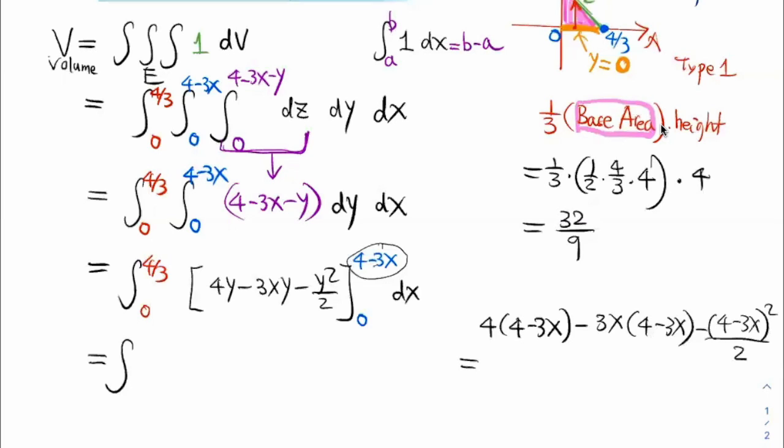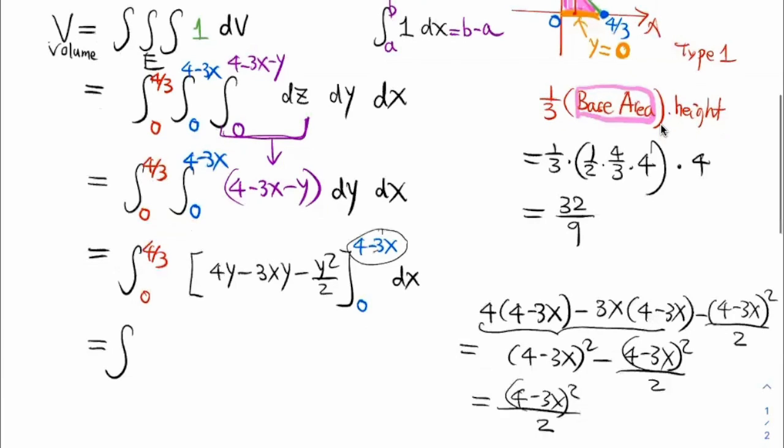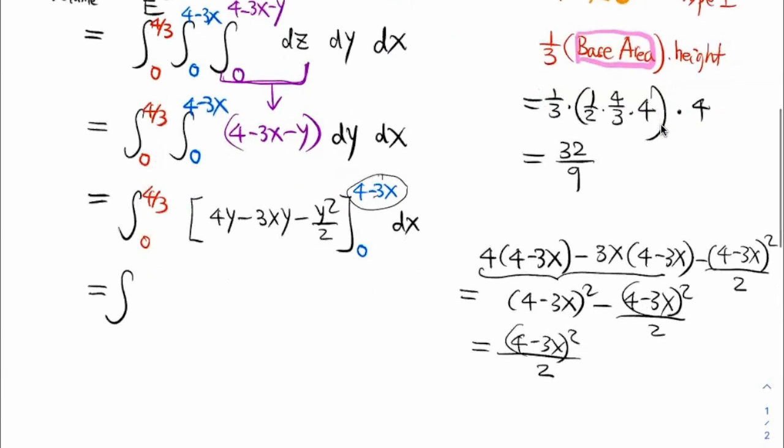Actually, we can take out this common factor 4 minus 3x. Then you will have 4 minus 3x times 4 minus 3x, so this is 4 minus 3x squared, and then minus 4 minus 3x squared over 2. That will be 4 minus 3x squared over 2. So we have the integral of 4 minus 3x squared over 2 dx, with x going from 0 to 4 over 3.